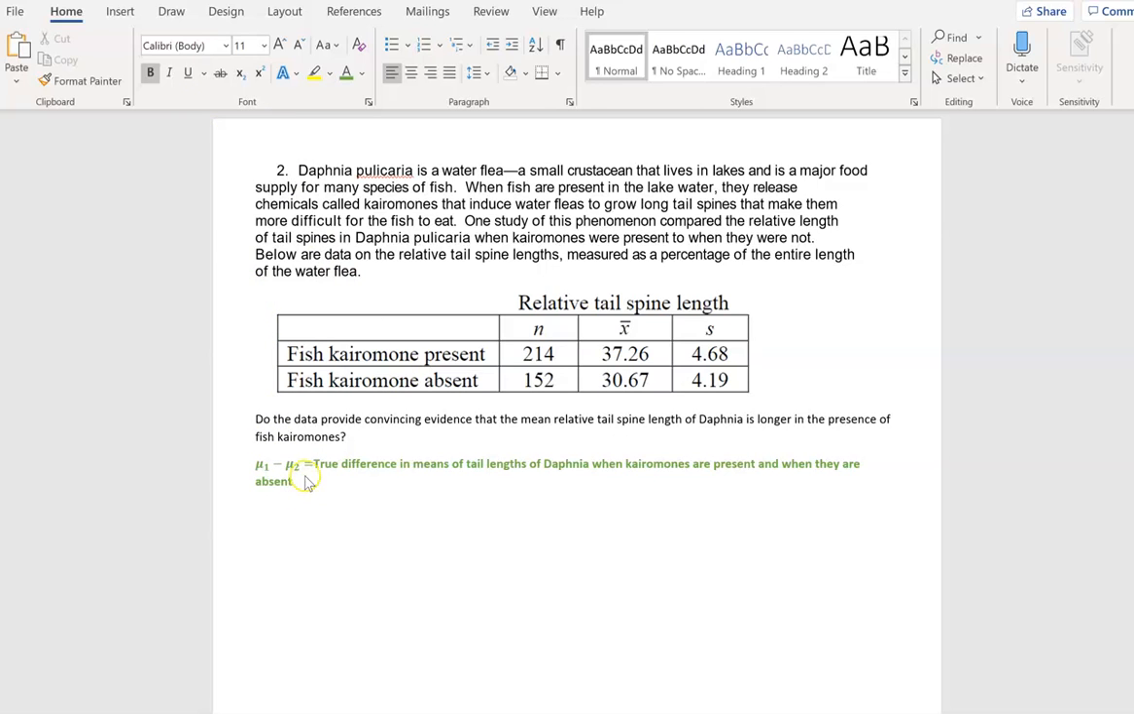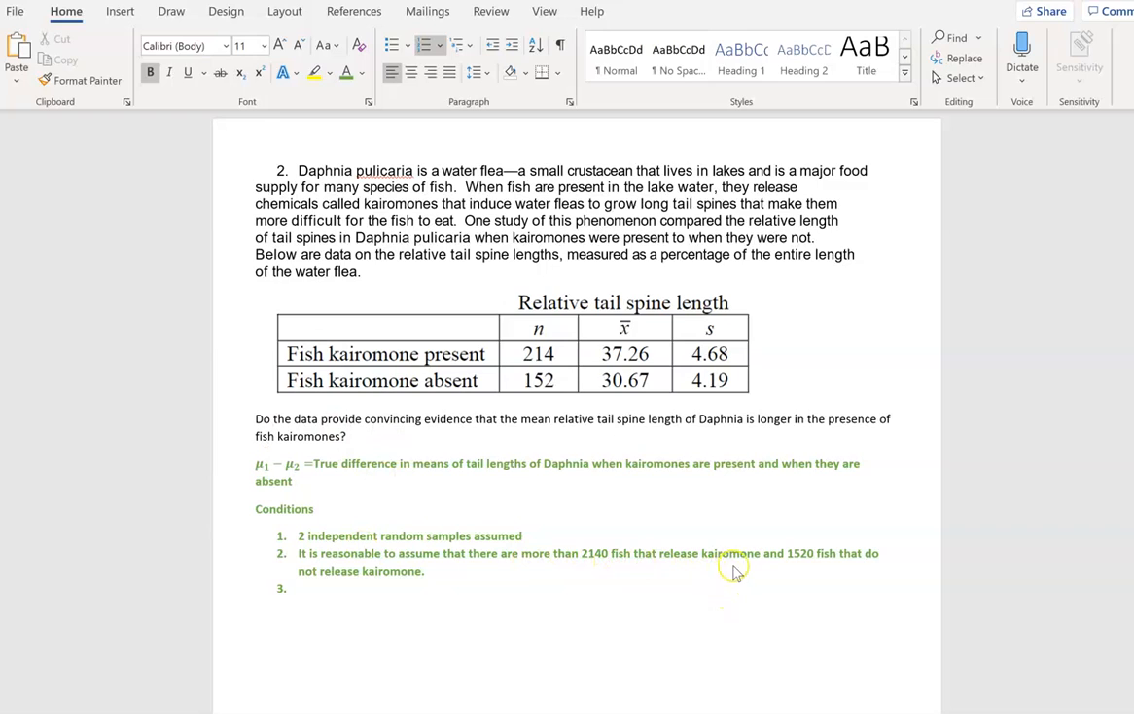The next step is to actually see if our conditions are met. So we're going to take a look at that now. For the first condition, we have to assume we have two independent random samples because we don't know for sure how the study was conducted. So we'll make that assumption. For the next condition, we're going to assume that there are more than 2,140 fish that release pheromone and 1,500 fish that do not release the pheromone. That's the 10% condition.